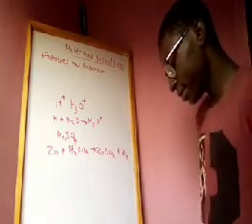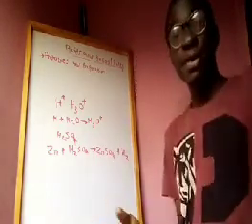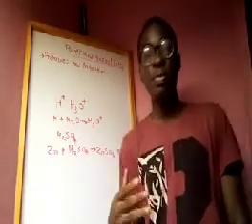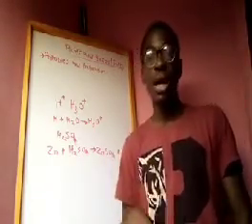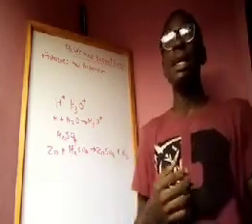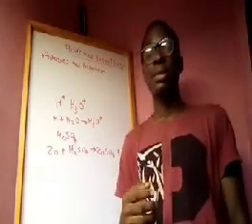Then next we have methods of preparation of acid. There are different methods of preparation of acid. I'll just go over three. The first one is by dissolving their anhydrides in water. An anhydride is basically a gas from which you can get an acid, and these anhydrides are mostly oxides.